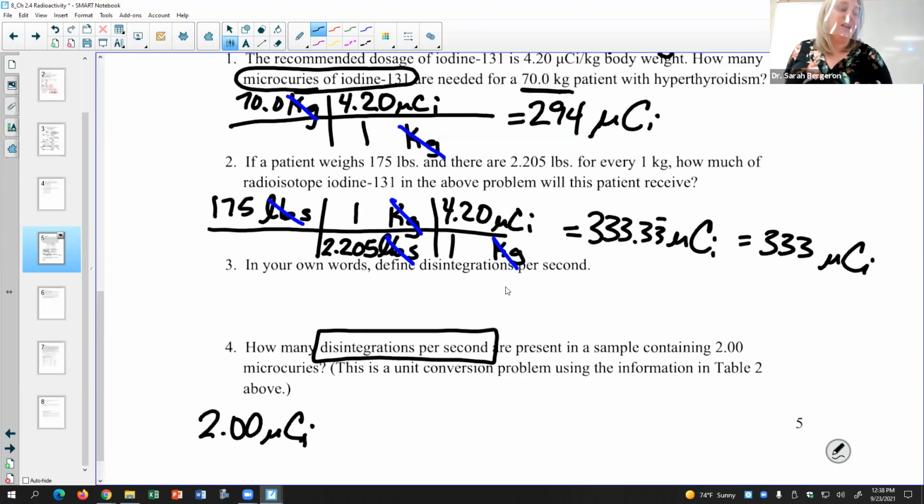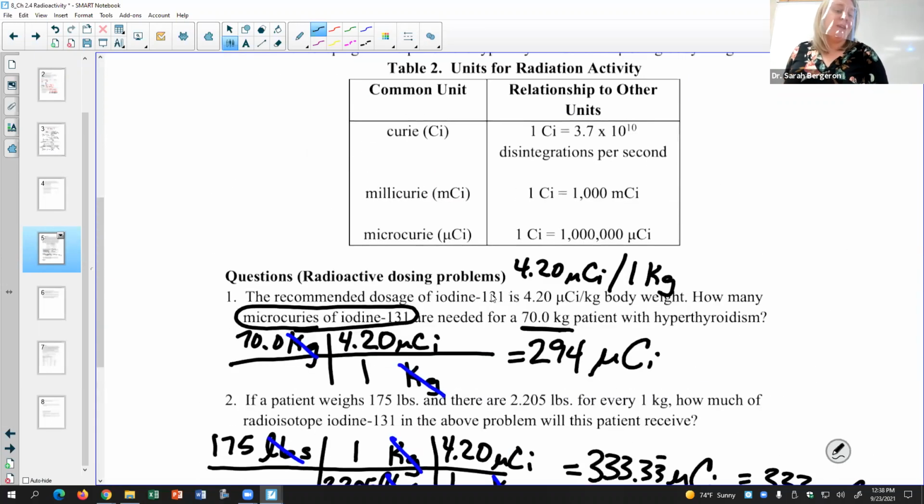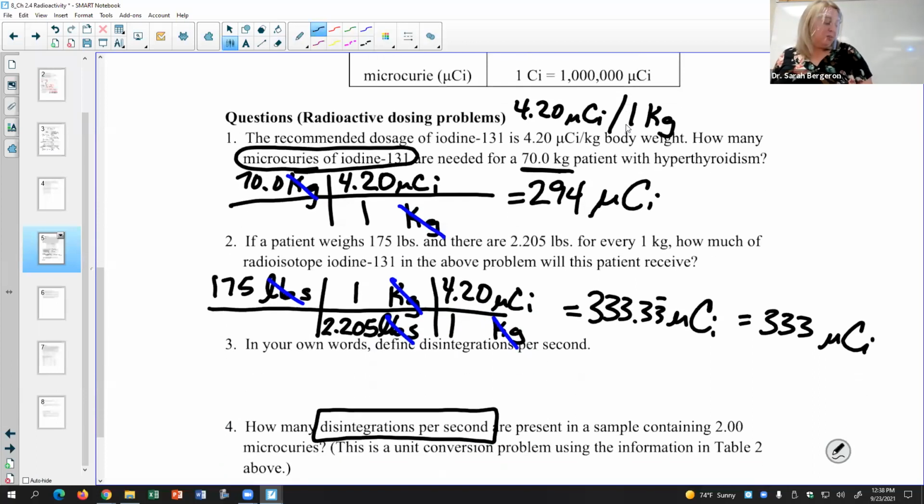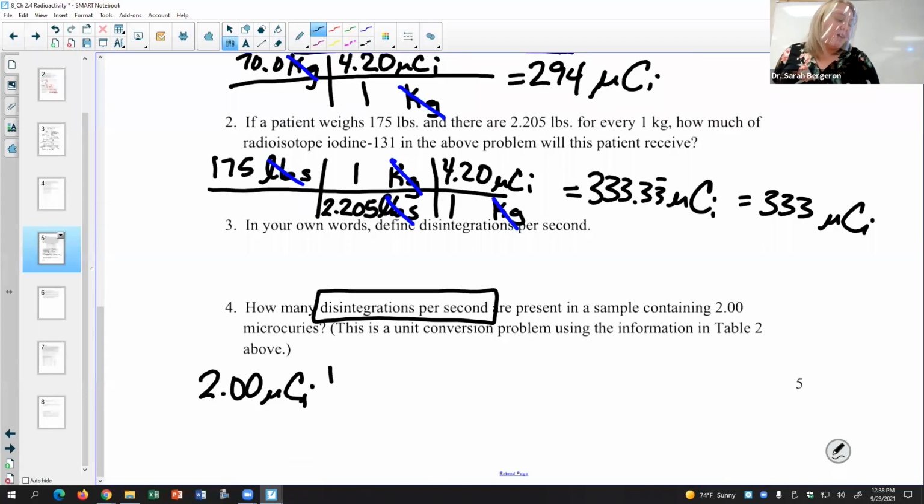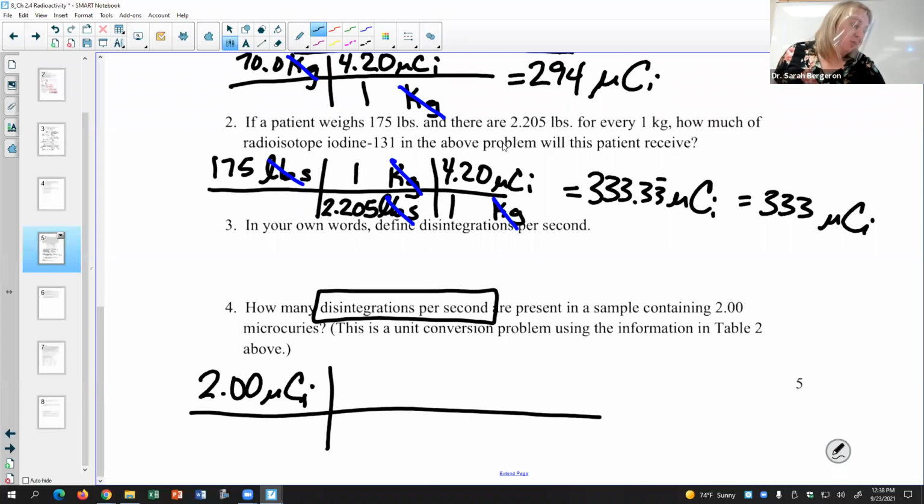Disintegrations per second. So if I come up to the top, I see I have one curie is equal to 3.7 times 10 to the 10 disintegrations per second. So use that. Can I go straight to that conversion though? Because the conversion was 1 curie is equal to 3.7 times 10 to the 10 disintegrations.